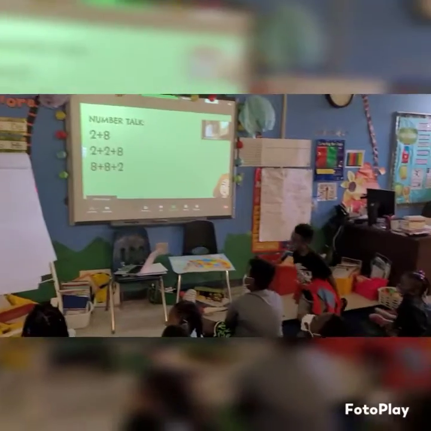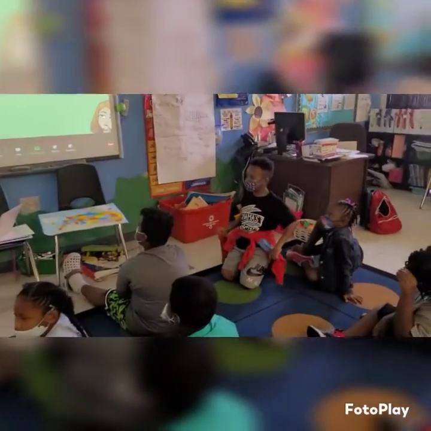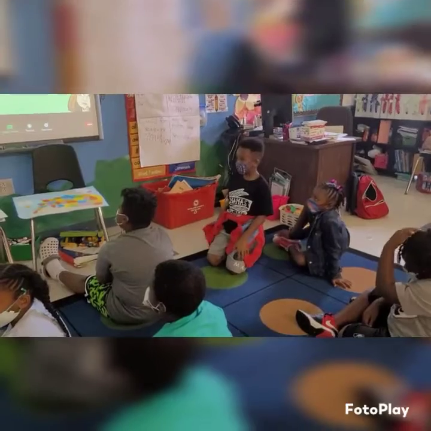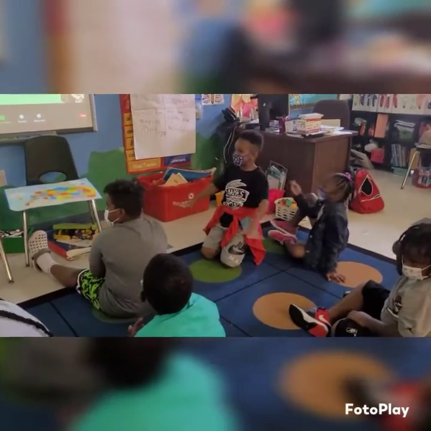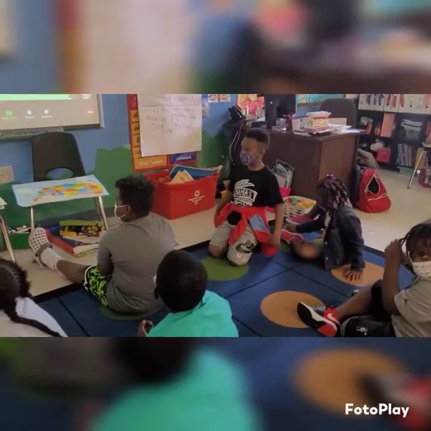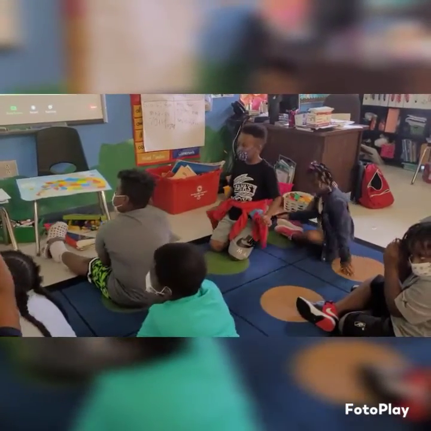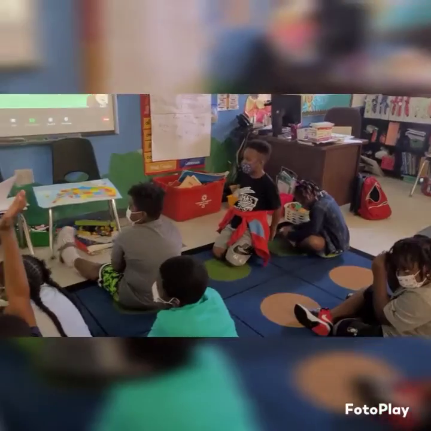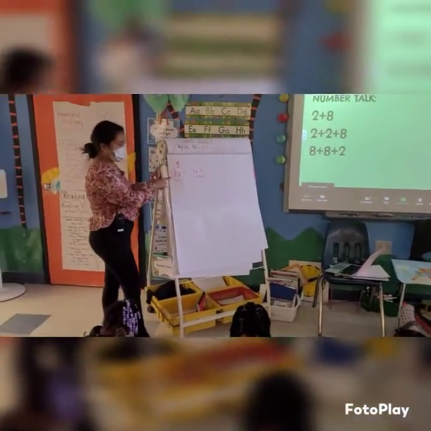Isaiah, do you have a strategy? Yes, I do. Okay, go ahead. 1 plus 5 plus 4 equals 10 because you know 5 plus 5 equals 10, but instead you had 4 and added 1 more. I love it. So that makes 10. Wonderful. I love that you think of different ways to make 10.